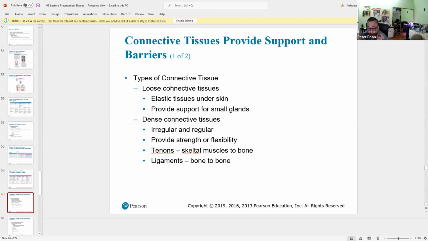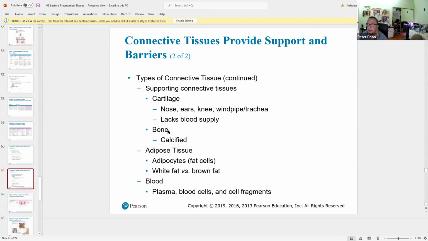Dense irregular or dense connective tissue, there is much less mobility, but there's greater strength. There's much more fibers in dense connective tissue. Those fibers are able to provide either strength or flexibility, depending on what type of fibers they are. The regular and irregular refers to the patterning of the tissue and where you need the fibers from and where you need the strength from.